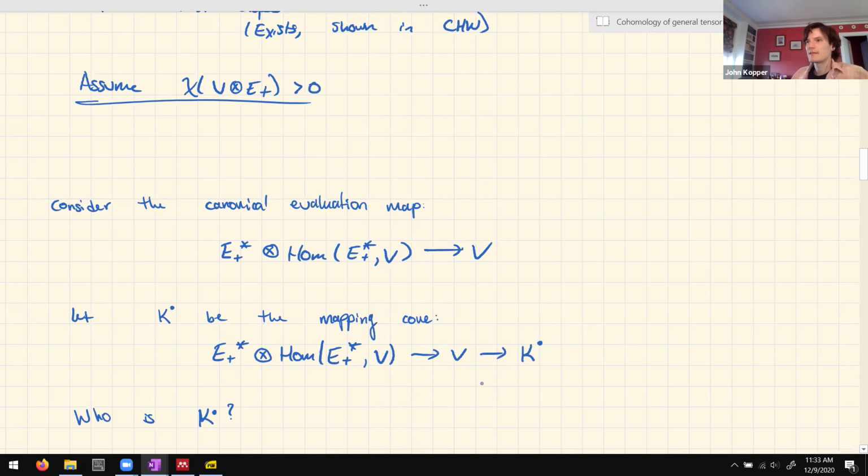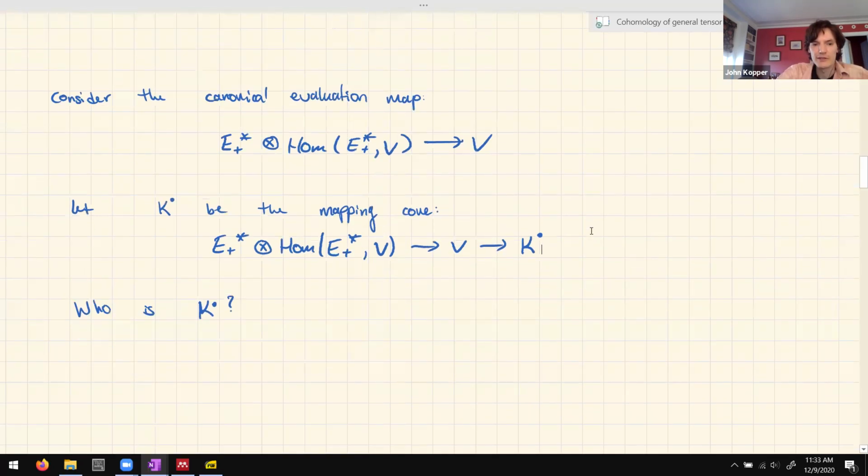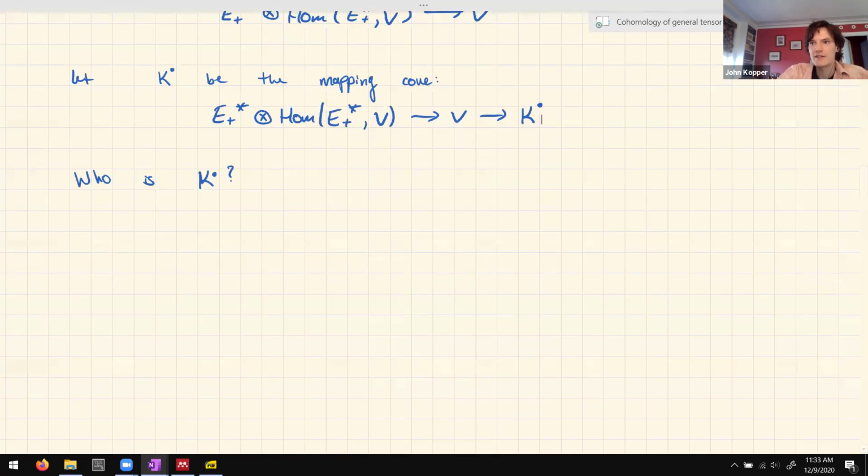And K is a complex. It may not be a sheaf, but it is a complex. And so at least there's that. But I can describe it a little more explicitly. What does this complex look like? So I'll remind the experts and maybe inform some people for the first time. We have a spectral sequence due to balancing.